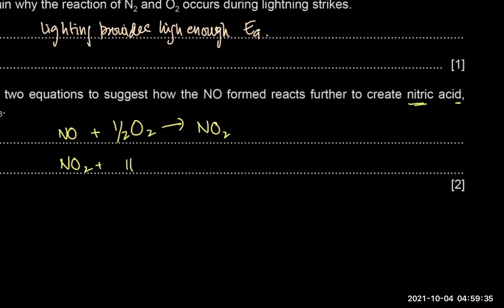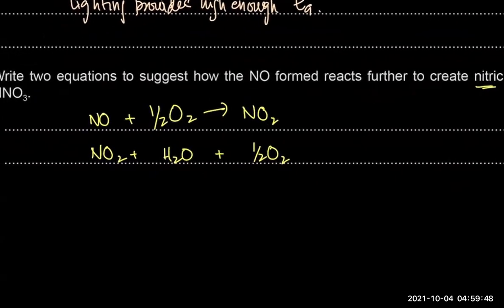What you have is water, but the reaction with water doesn't cause oxidation. You also have more oxygen reacting with it. Okay. So this is the equation for the formation of nitric acid. Nitrogen dioxide reacts with water in the presence of oxygen to form nitric acid. I've already balanced it.